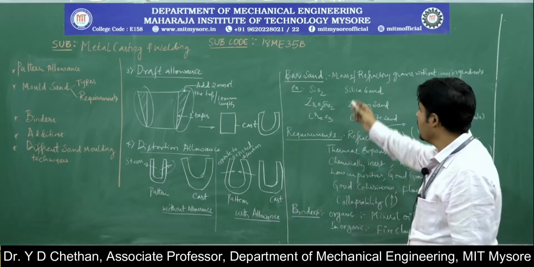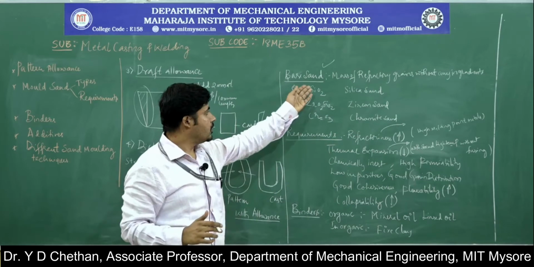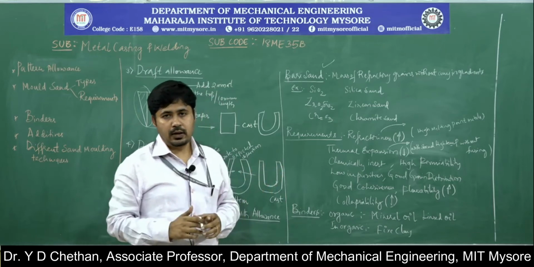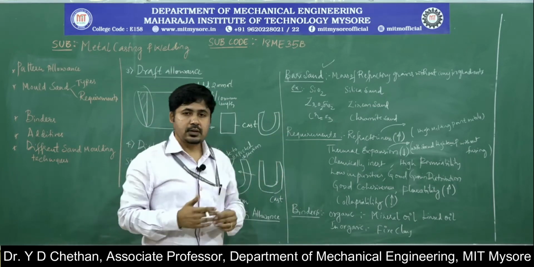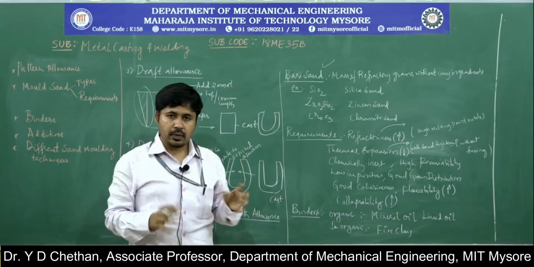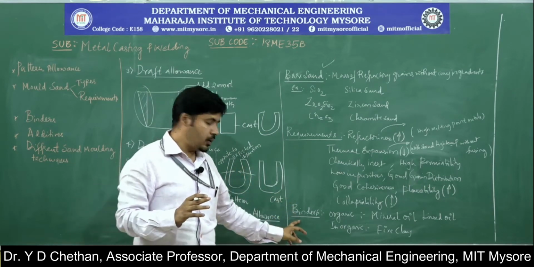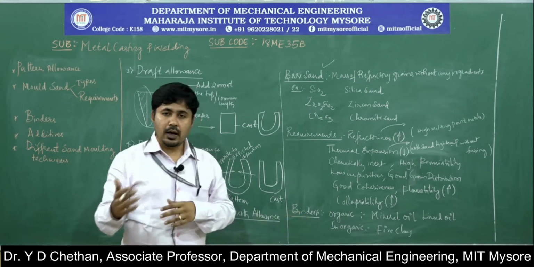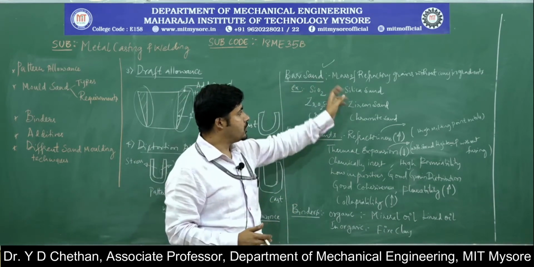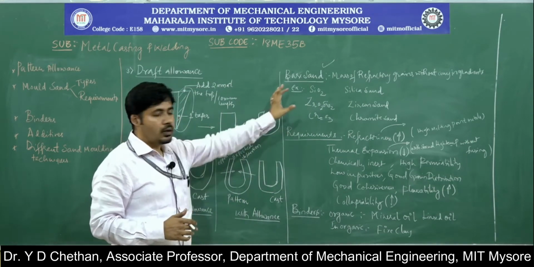The next concept is base sand or mould sand. The definition of base sand is the mass of refractory grains without any ingredients. Ingredients such as additives and binders are all ingredients of this particular sand, but we are not considering any binders or additives. I will let you know the properties and significance of binders and additives in the coming session. So let us take up this base sand concept, that is the mass of refractory grains without any ingredients, that is called base sand.